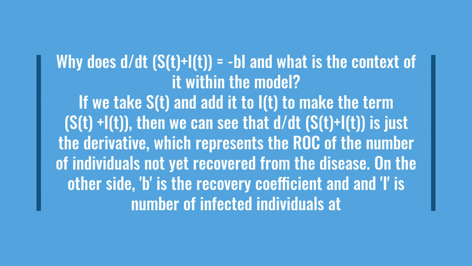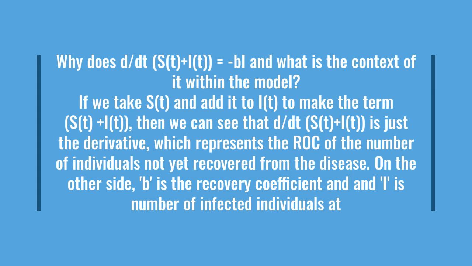So to explain why this is set equal to that, if we take S of t and add it to I of t, it makes the term S of t plus I of t. Then d over dt of that is just the derivative. So this represents the rate of change of the number of individuals not yet recovered from the disease.